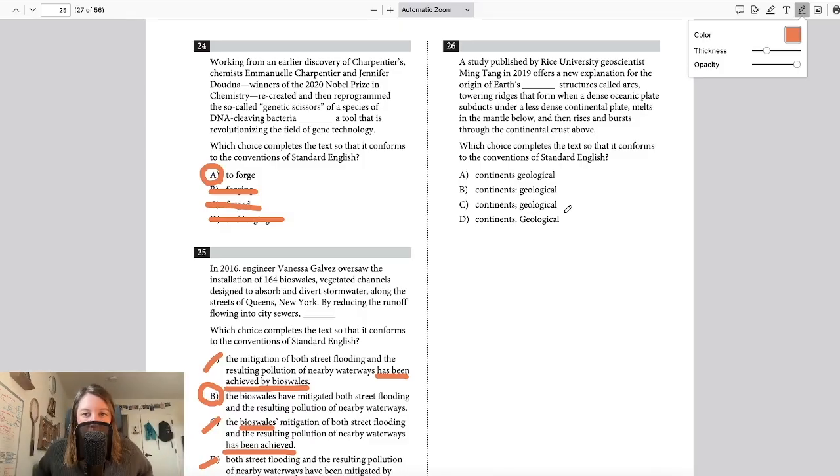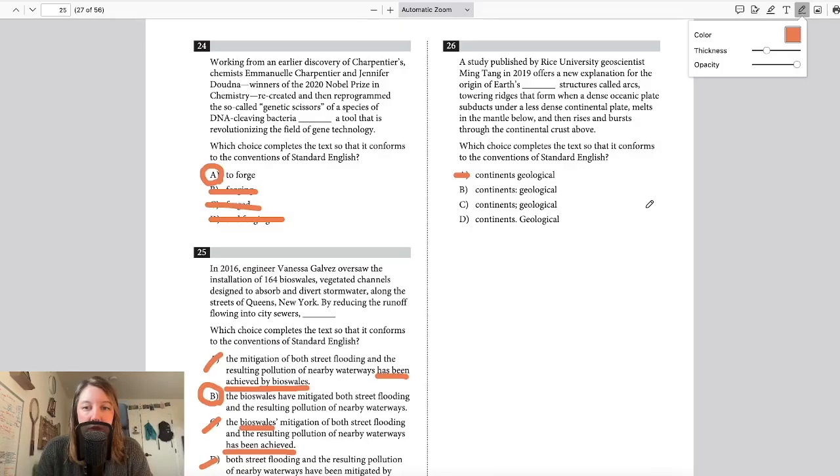So this study offers a new explanation for the origin of Earth's continents. Then we have geological structures called arcs, towering ridges that form when a dense ocean plate subducts under a less dense continental plate, blah, blah, blah, blah, blah, right? So what I'm noticing here is we are going to need to separate these words. A is not going to work because it doesn't separate them. It's two separate thoughts, right? We're trying to figure out, okay, they're introducing a new explanation. Then what's the explanation? It's that geological structures called arcs do this thing, right? So let's go through our options.